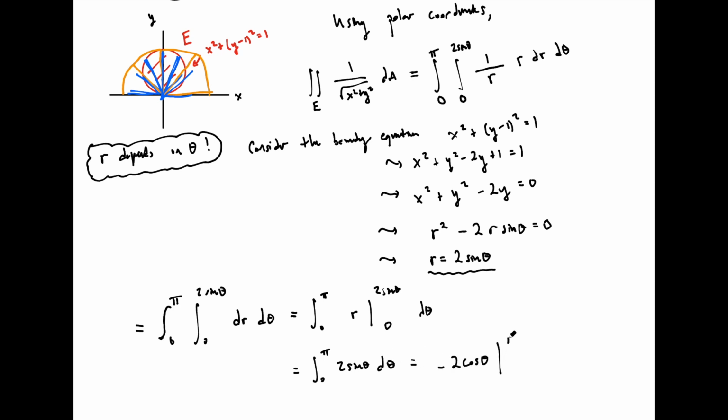And then we take it home. Plugging in pi and 0 and subtracting, it looks like that will get us 2 plus 2, which is 4. Success.